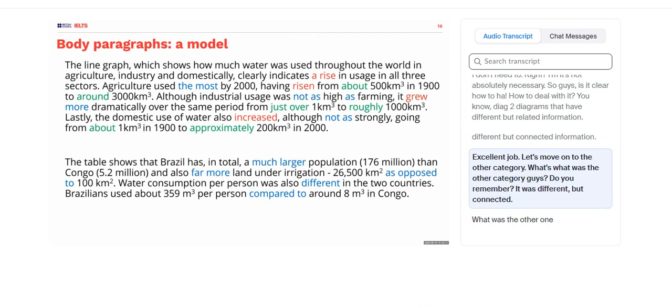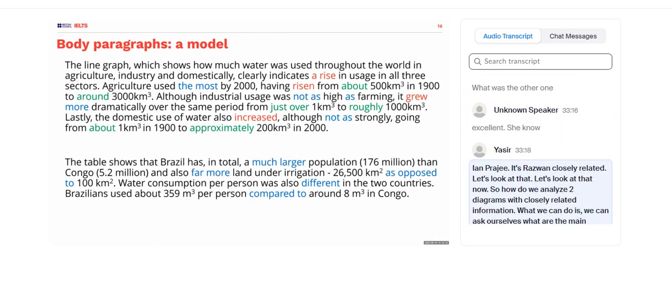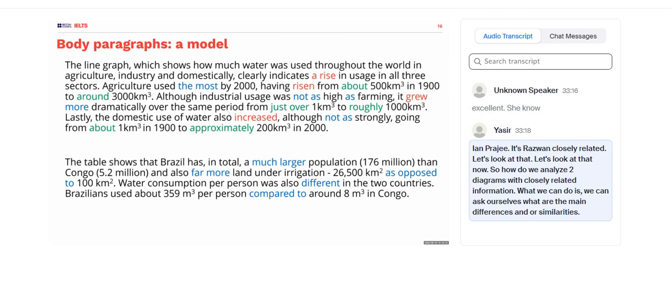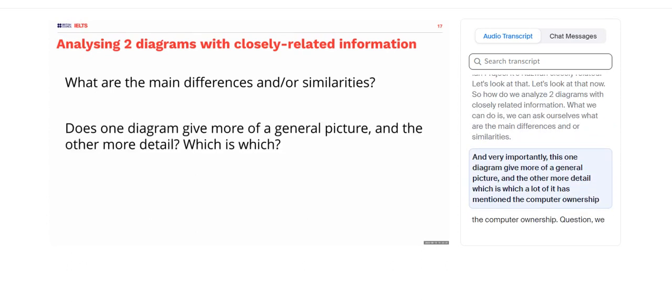What was the other category, guys? Do you remember? It was different but connected. What was the other one? Excellent, Shino, Ian, Prajit, Rizwan, closely related. Let's look at that now. So how do we analyze two diagrams with closely related information? What we can do is ask ourselves, what are the main differences and or similarities? And very importantly, does one diagram give more of a general picture and the other more detailed?